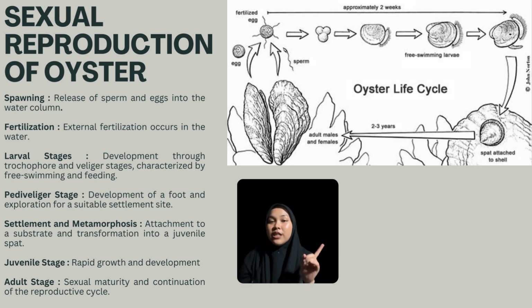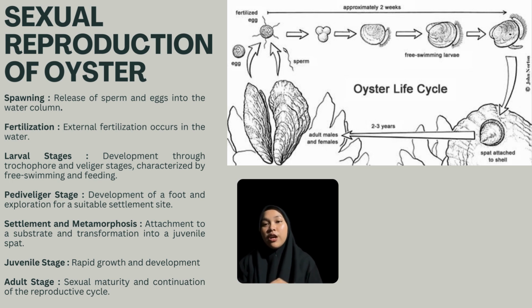First, oysters release their gametes, which are sperm and eggs, into the water column. This process is known as broadcast spawning. Secondly, fertilization occurs in the water column where sperm from male oysters encounter eggs from female oysters. Once fertilization occurs, the zygote begins to divide and develop rapidly. Thirdly, larval stages. The first larval stage is the trochophore, which is free swimming and uses cilia for movement. This stage lasts for a few hours to a day.